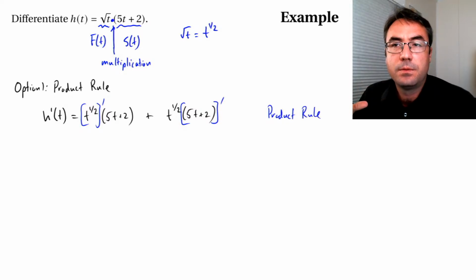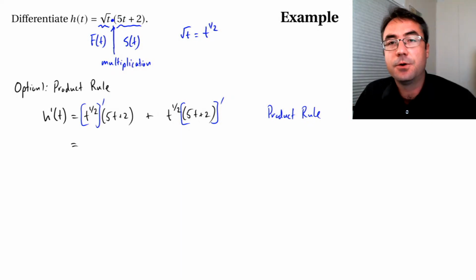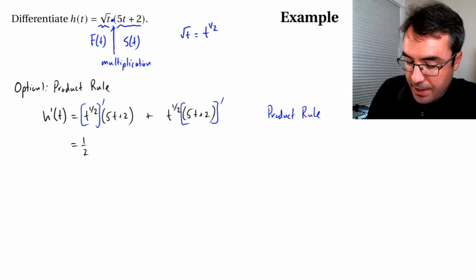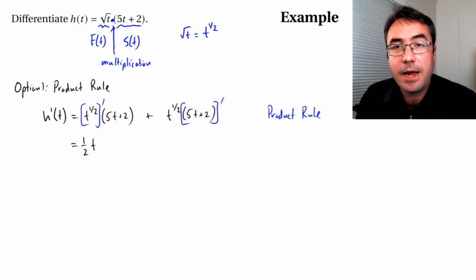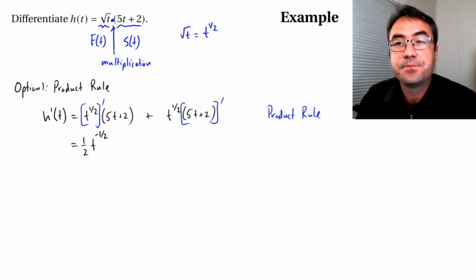So we've implemented our product rule. Now we just need to keep going and differentiate the terms inside the brackets. So the derivative of t to the 1/2 is 1/2, just doing power rule. So we bring down the exponent, 1/2, keep our variable the same, t. And then if we subtract 1 in the exponent, we get negative 1/2. So that's our derivative of the first term.